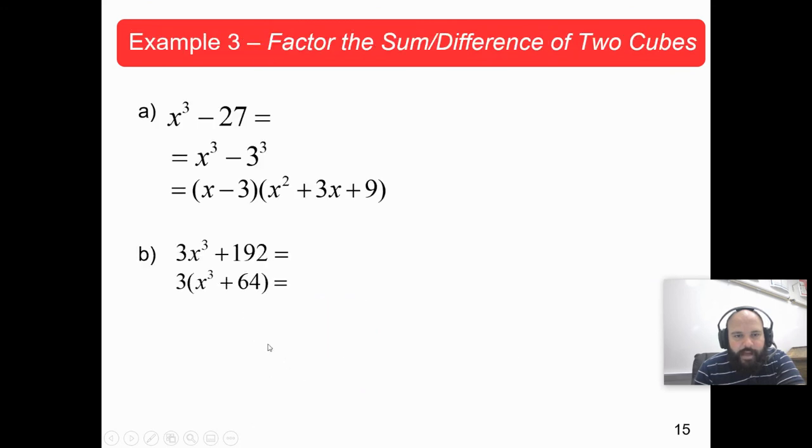And so going back to that, that's my u, and that's my v right here. So u is x, v is 4. The 3 just hangs out there, and then you have the x plus 4 times the quantity x squared minus 4 times x plus 16. Again, this x gets put in for u in the formula. This 4 gets put in for v in the formula. That's how you get these two things in the parentheses.